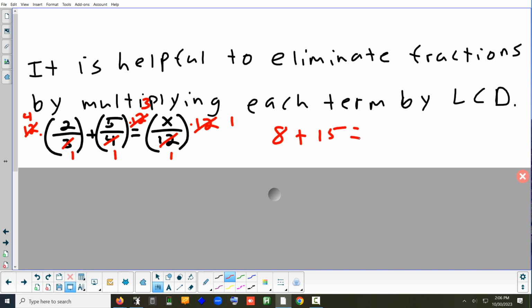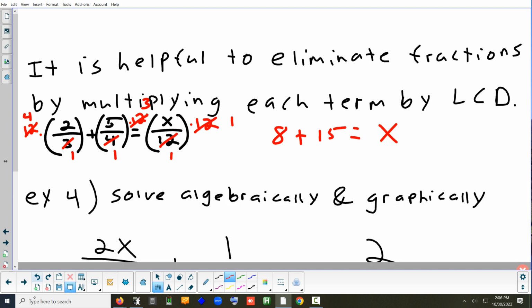Yeah, on the right side, just x. So now we're basically done with the problem once we add 8 and 15 together. That's a lot easier equation to solve than 2/3 plus 5/4 equals x over 12. Much easier because you don't have any fractions. Any question on what I did there? So that's going to be the same idea that we do with our problems.